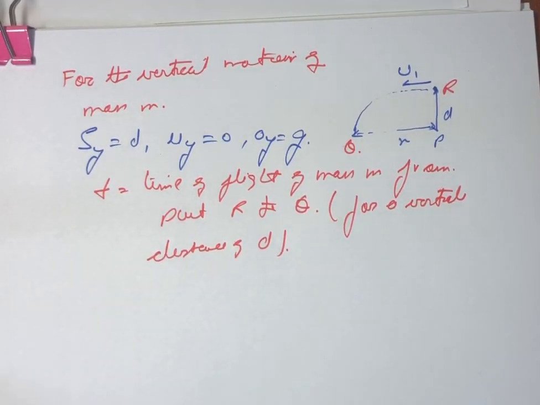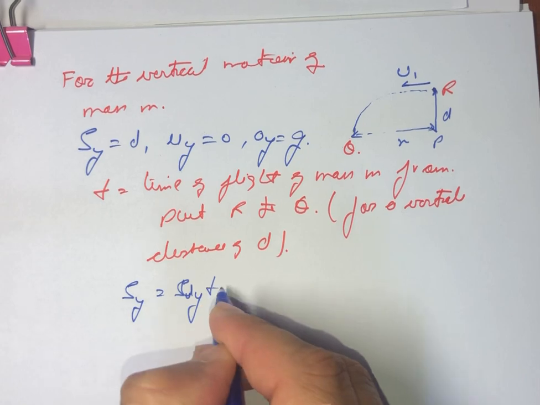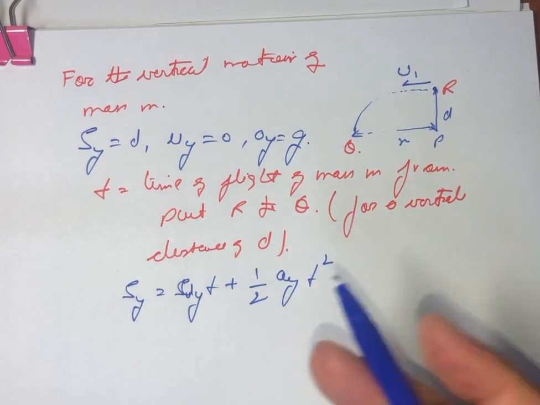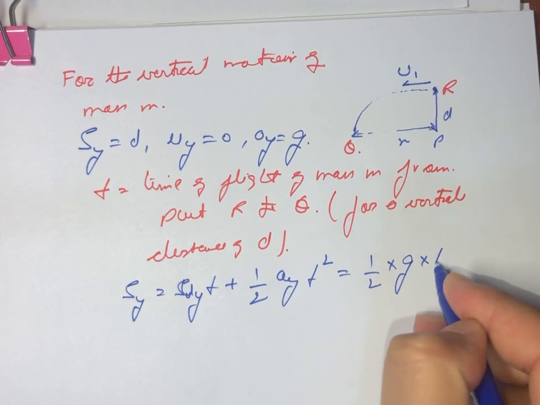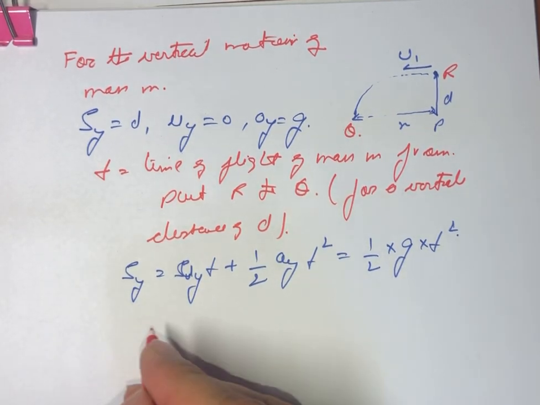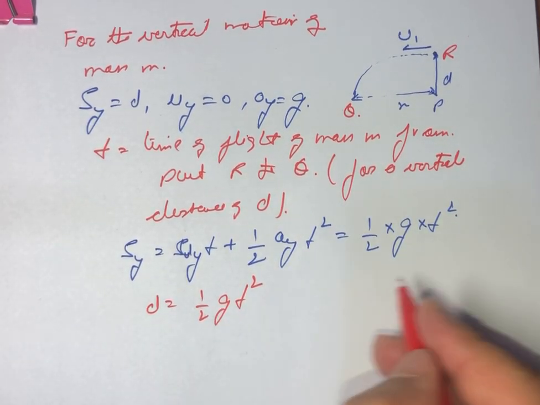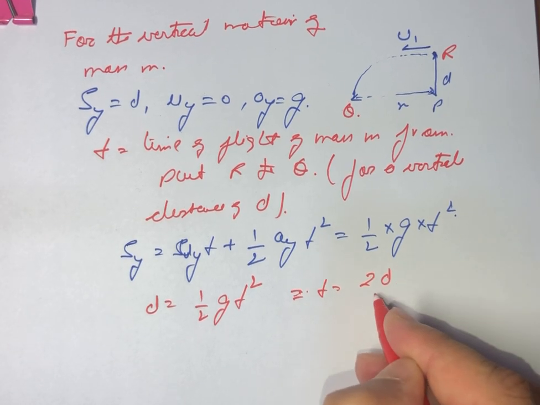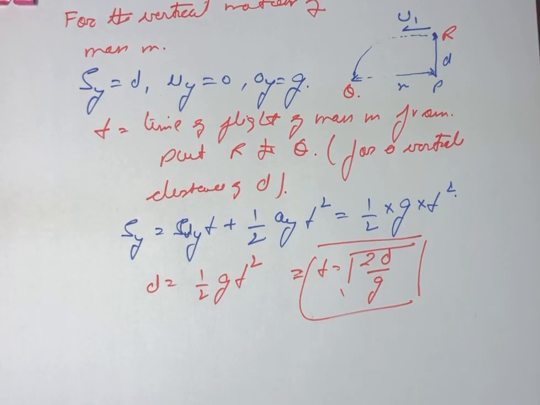So we can use the formula sy is equal to uy t plus half ay t square. So uy is 0, so we get half g t square, and the distance is given as d. So here d is equal to half g t square. From here we can say t is given as square root of 2d by g.